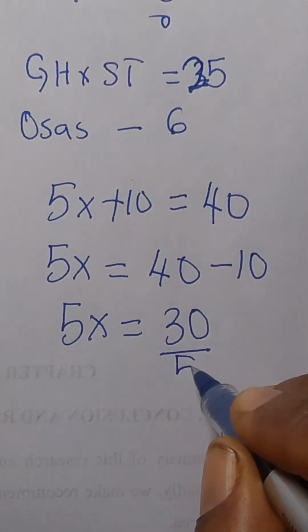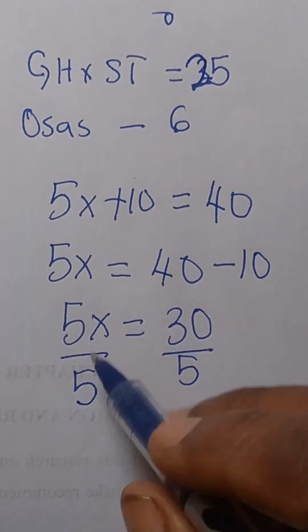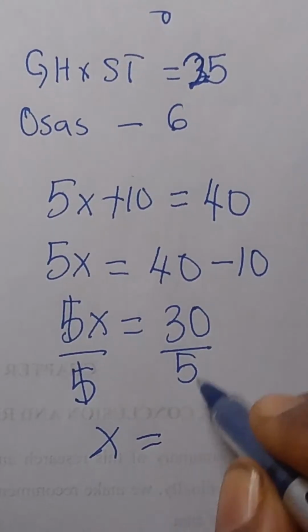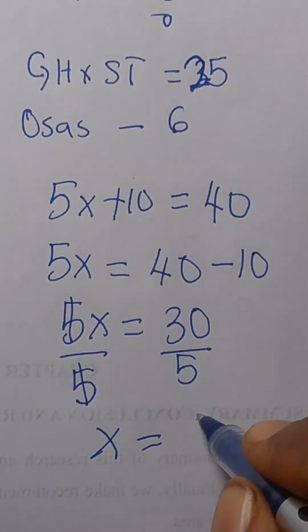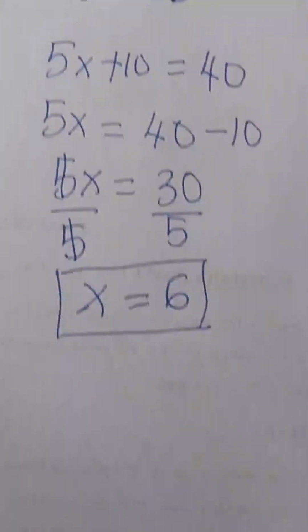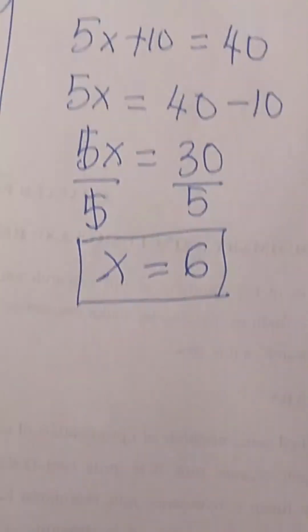Divide by 5. Why are we dividing by 5? Because we want x to be on its own. So 5 will cancel 5. We have x is equal to 30 divided by 5, which is 6. And therefore, our answer is x equal to 6. All right, Osaz, you solved correctly. Cheers to Osaz.